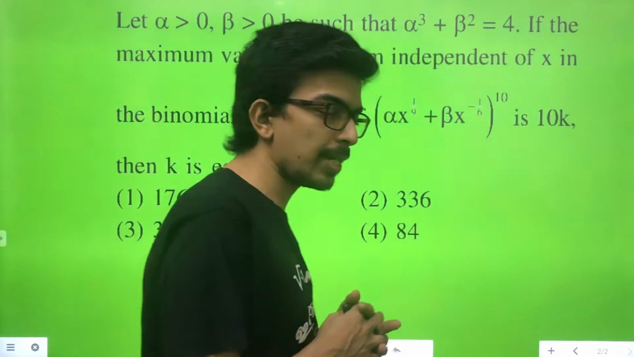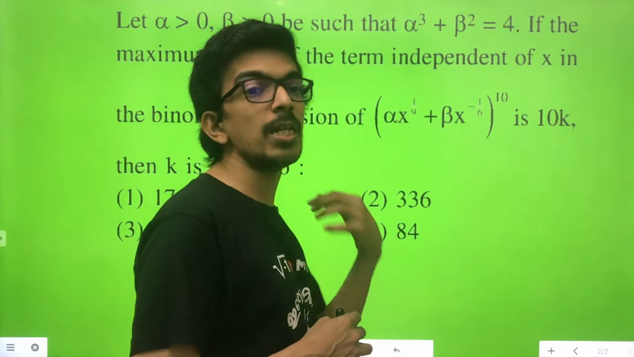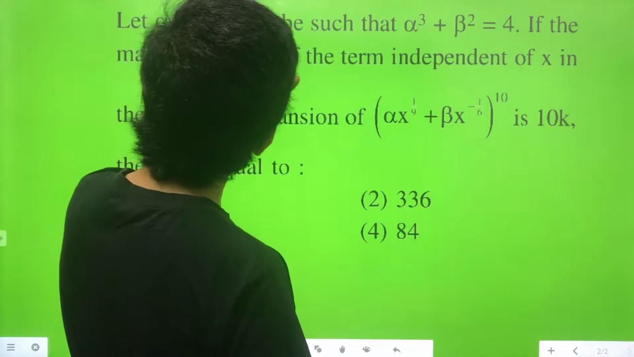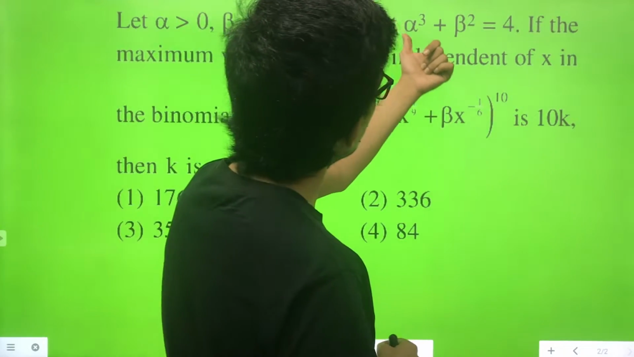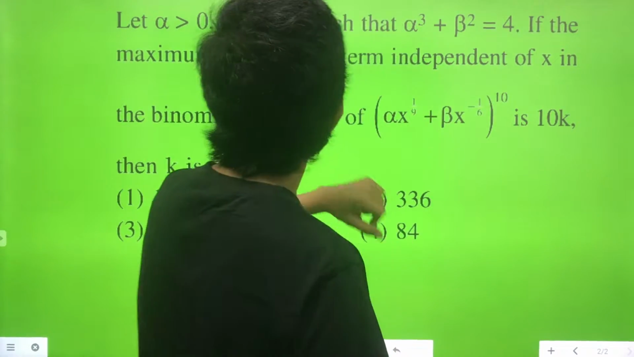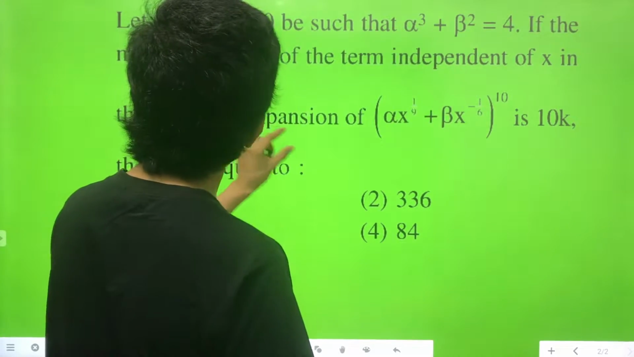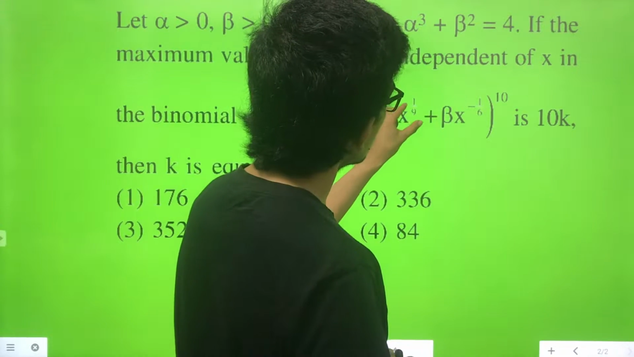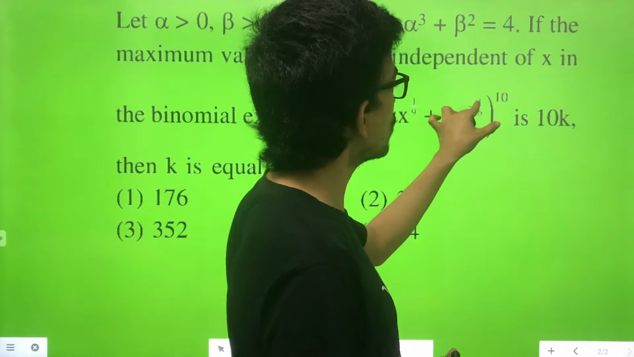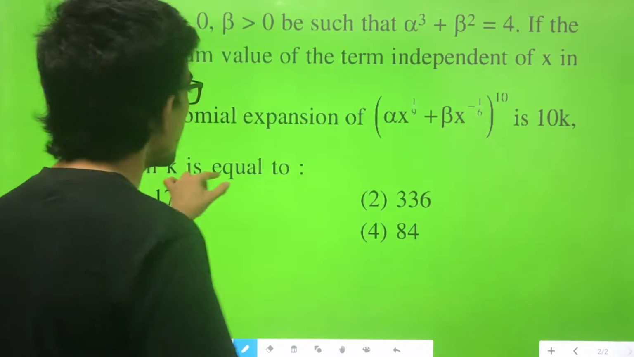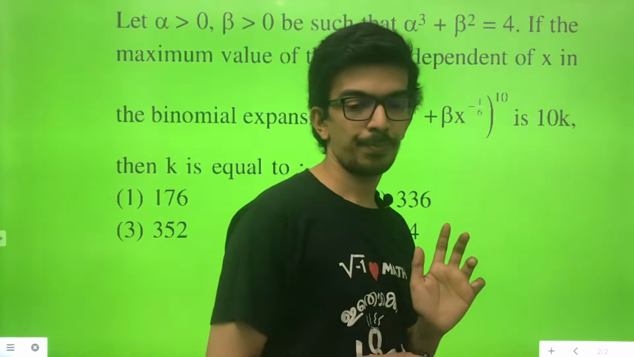This question appeared in JEE Main 2020, the September session. Let alpha greater than 0, beta greater than 0 be such that alpha cube plus beta square is equal to 4. If the maximum value of the term independent of x in the binomial expansion of (alpha x raised to 1 by 9 plus beta x raised to minus 1 by 6) whole raised to 10 is 10k, then k is equal to, okay.